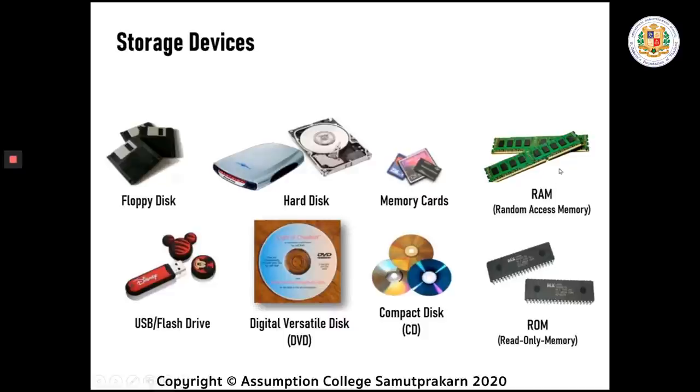Okay, memory cards and RAM. What is RAM? Random access memory. This is computer system memory. Usually it's used for the system, unlike these files. Because random access memory is just used when you use the computer. Okay, we will learn it later. And then another storage device, USB or flash drive. So we are now using flash drives to save your files, and we have DVD or digital versatile disk.